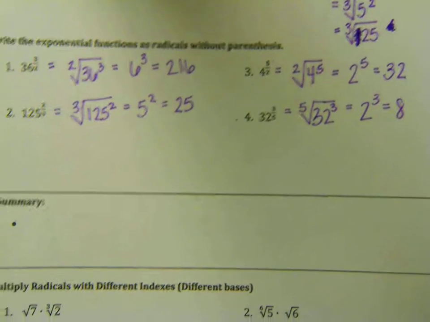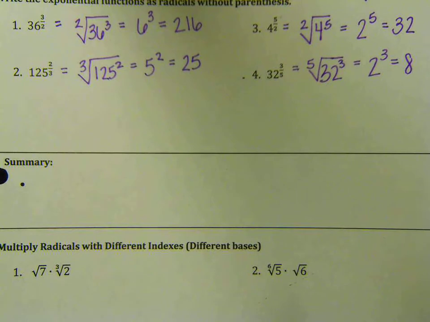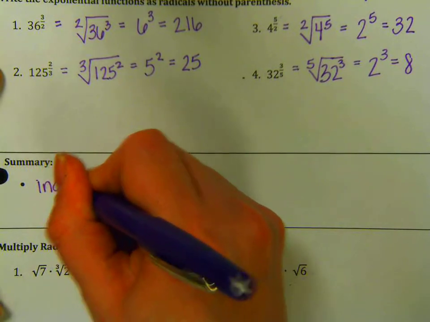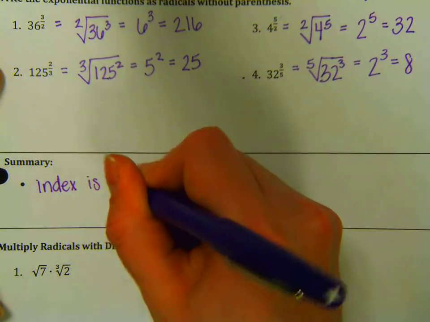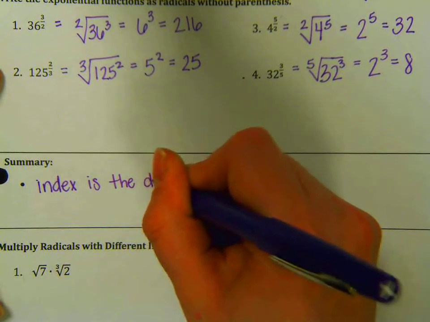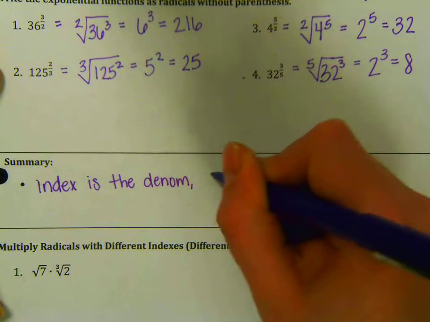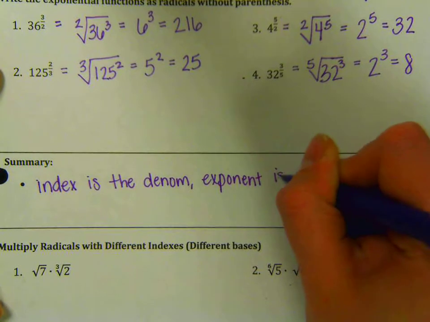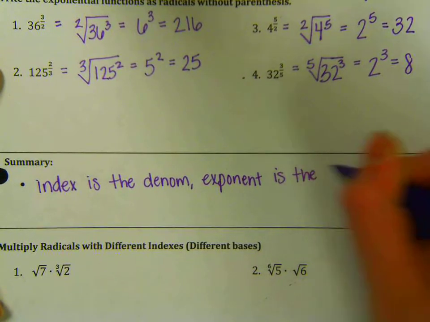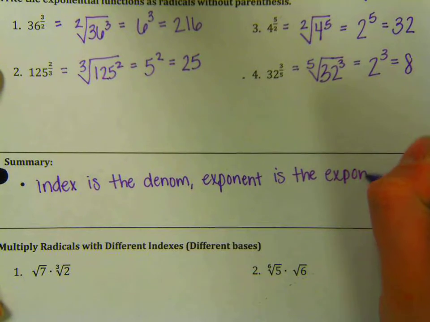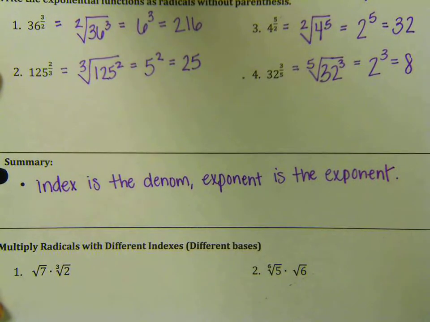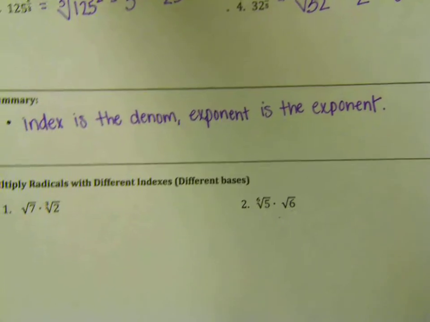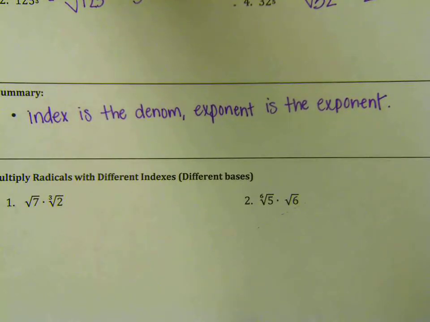Okay, so the only real thing I want you to put in the summary, like I said, it's just a review from before. You can write that the index is the denominator. The exponent is the exponent. By now, that should be pretty common nature. We are moving ahead slowly but surely.